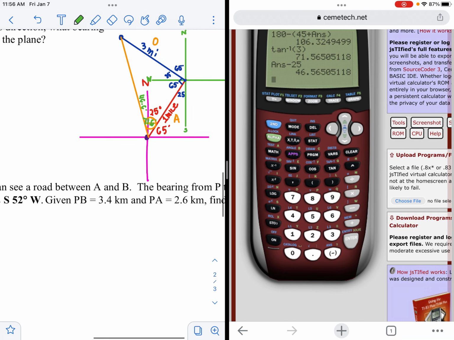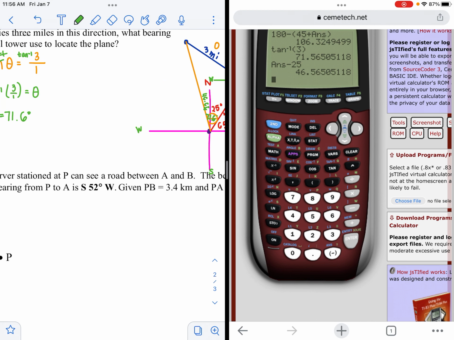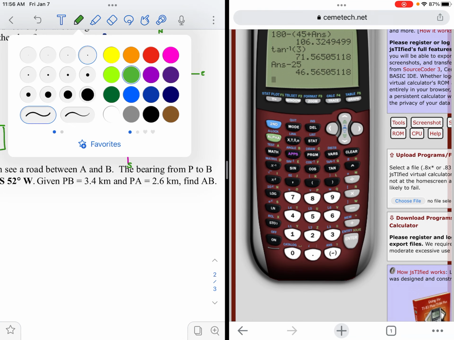It doesn't say I have to do both methods. So I'm going to use my never eat soggy Wheaties method. And I'm going to say it's from the north towards the west, right? Like if you look at this angle right here, it's from the north towards the west. So north, 46.6 degrees towards the west. And that's the bearing they should use.